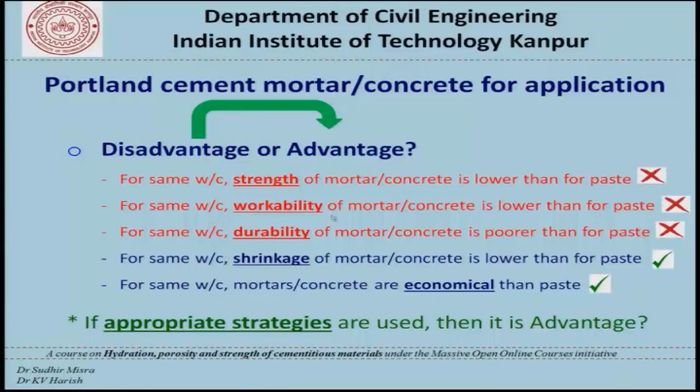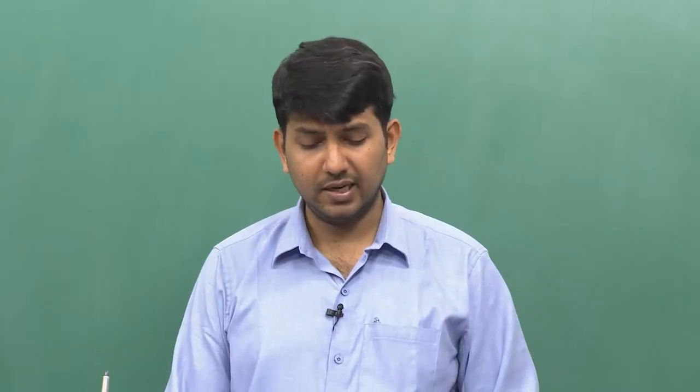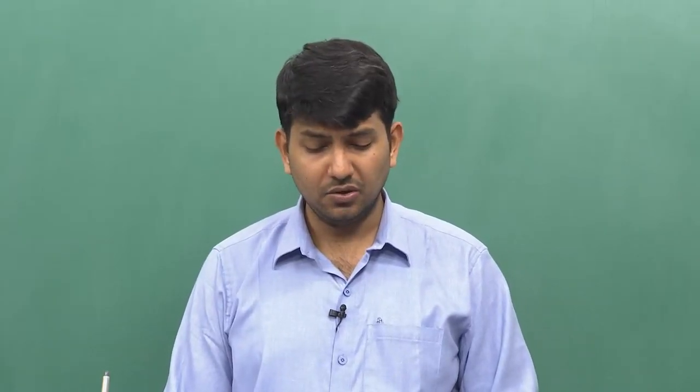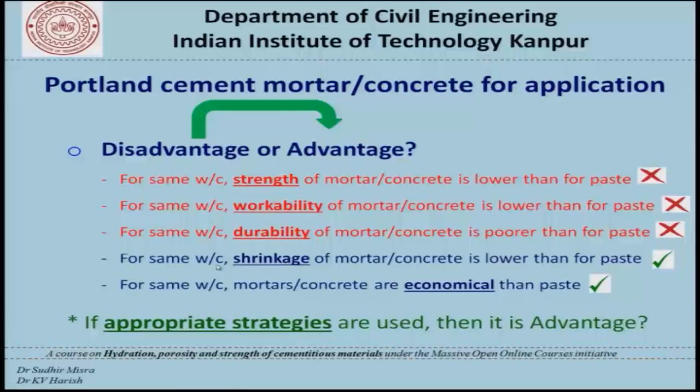So, the negatives that you have in mortars or concrete are primarily because of the use of fine aggregates and coarse aggregates in proper proportions. And likewise, if you see the advantages, the shrinkage of mortar or concrete is substantially lower than paste, and mortars and concrete are very economical compared to paste. So, you have two advantages and you have three disadvantages.